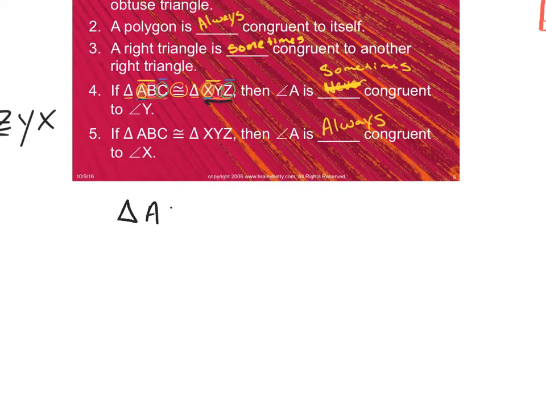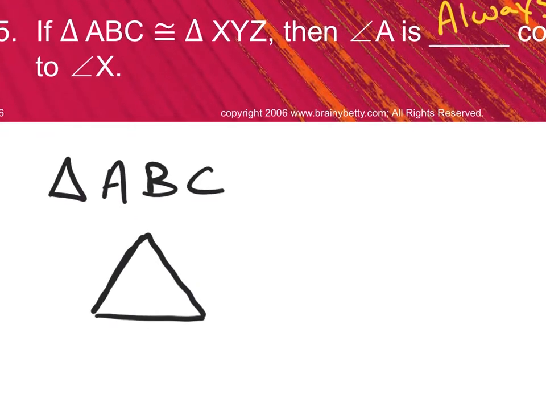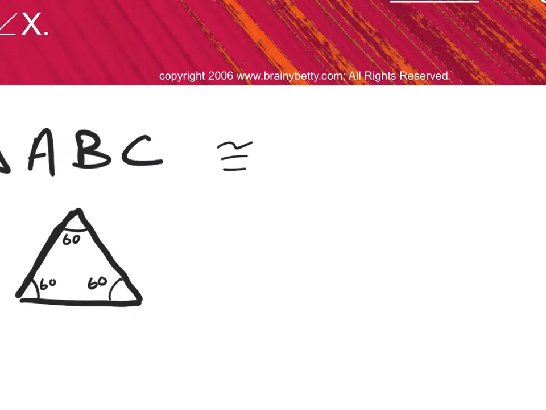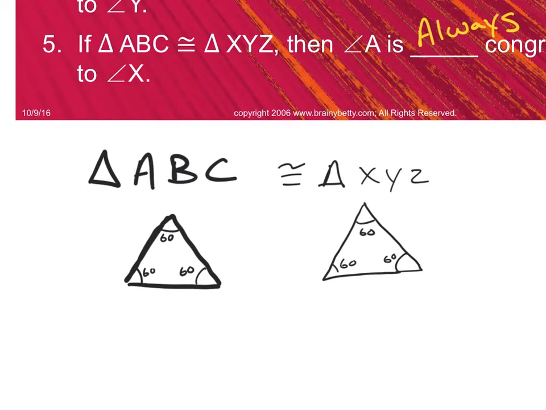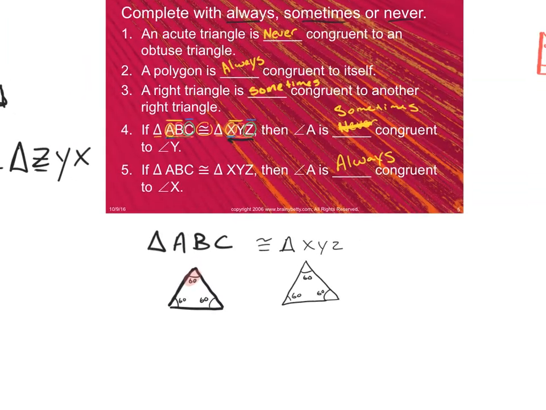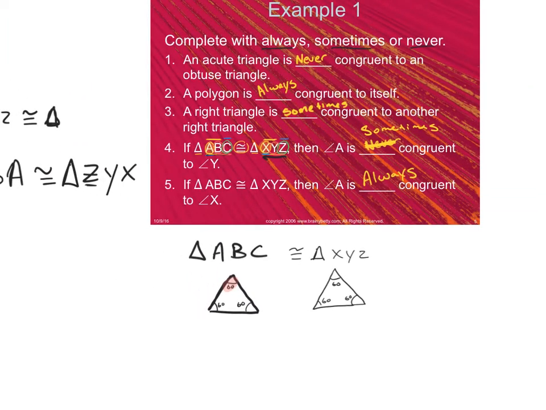He's got triangle ABC. And he's saying, well, what if it's an equilateral triangle, 60, 60, and 60, and it's congruent to triangle XYZ, which is also an equilateral triangle, 60, 60, and 60. Now look, every angle on the left is congruent to every angle on the right. This one here is congruent to every single one on the right. Why? Because they're equilateral. Good call. Thank you for noticing that.